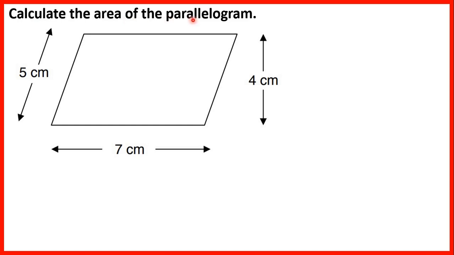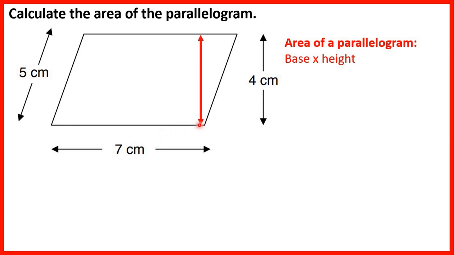Calculate the area of the parallelogram. So the area is the amount of space that a shape takes up, and to find the area of a parallelogram, we multiply the base by the height. So we can see that the base is 7 centimetres, and the height is the length from the bottom to the top, so that's 4 centimetres. Now 7 times 4 is 28, so the area of the parallelogram is 28 centimetres squared.